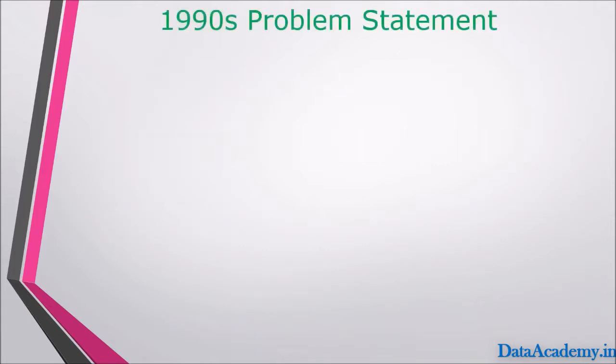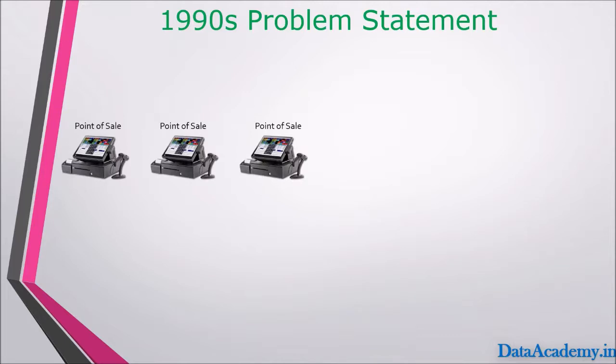Now let's jump into the problem statement of the 1990s. We will go ahead with the scenario. So here are 3 point of sale systems. These are the terminals where a sale is made, let's suppose in a supermarket. And there is a centralized transactional database. All the 3 point of sale systems write their transactions to this one database.